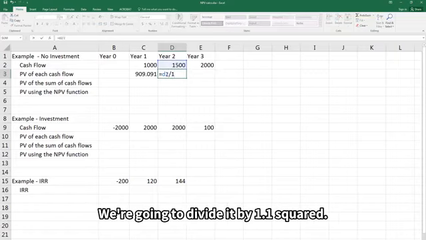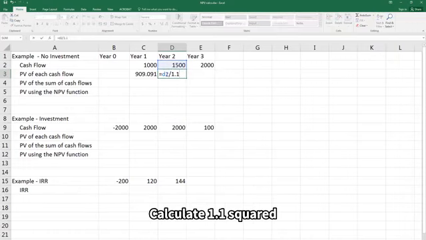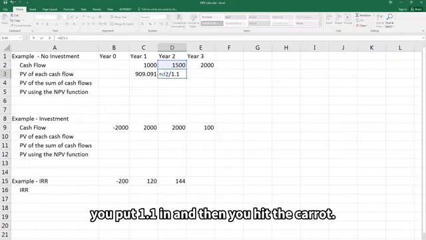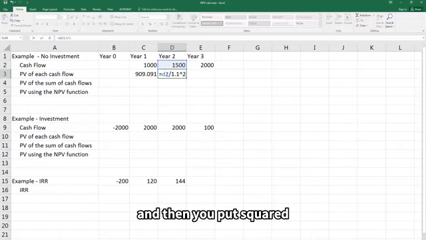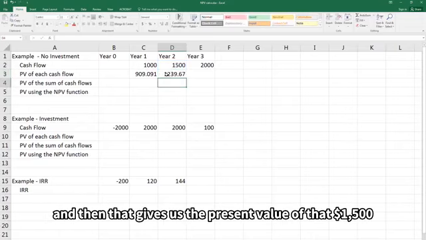Then we're going to take the year 2 cash flow, and because it's the second year's cash flow, we're going to divide it by 1.1 squared. To calculate 1.1 squared, you put 1.1 in, and then you hit the caret. The caret is usually above the 6 on most keyboards. And then you put squared, and then that gives us the present value of that $1,500.